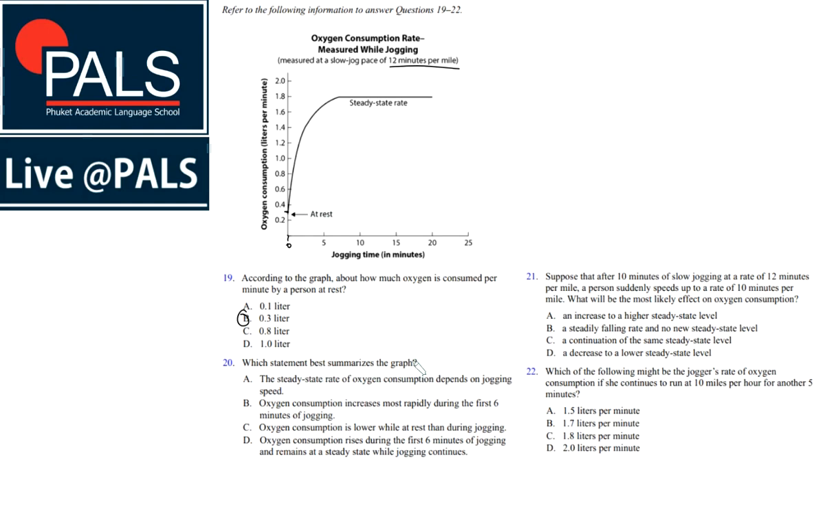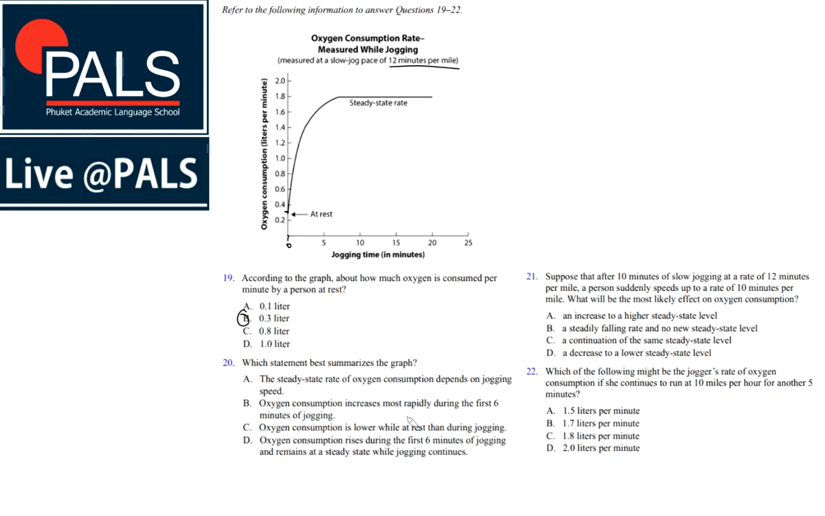Which statement best summarizes the graph? So graph summary, we can see that it rises and then stays stable. So we're looking for something like this in our description. The steady state rate of oxygen consumption depends on a jogging speed. So this only talks about this part up here and does not mention at all this part, so it's probably not A. Again, we are looking for a statement that summarizes the graph, so we want something that has everything in it.